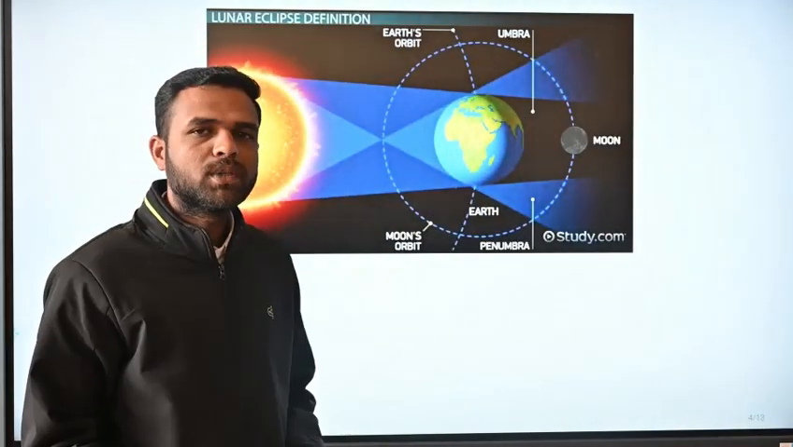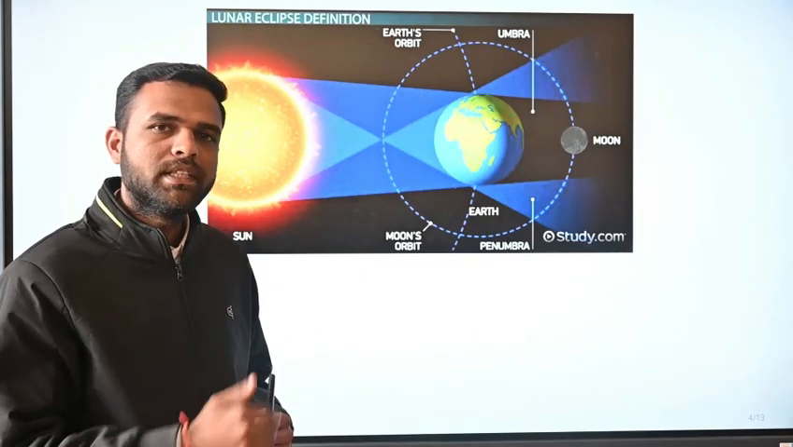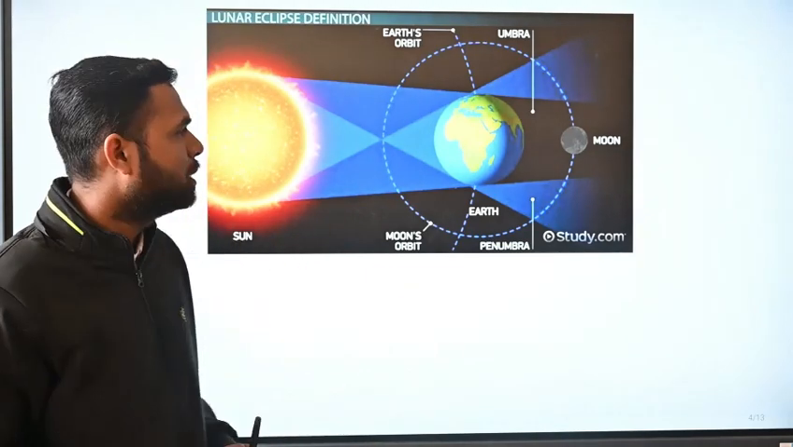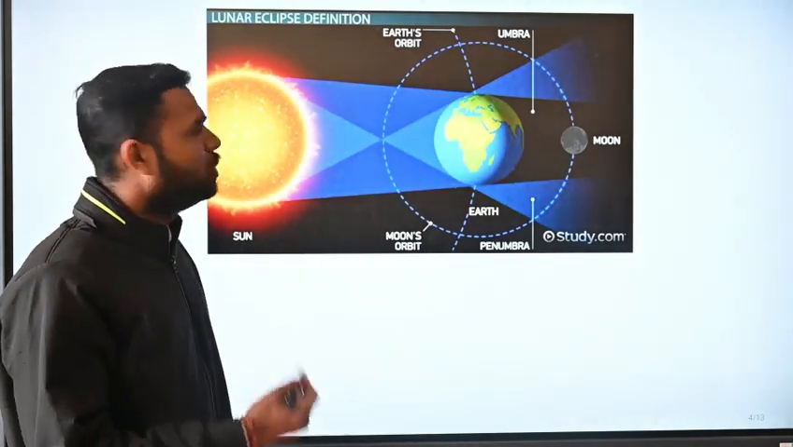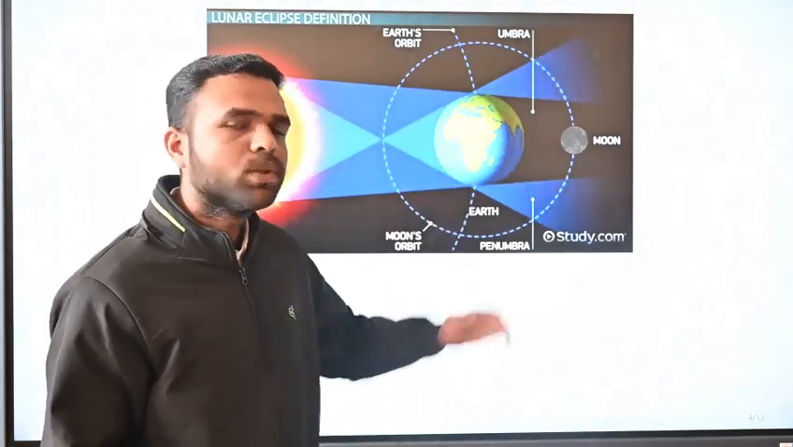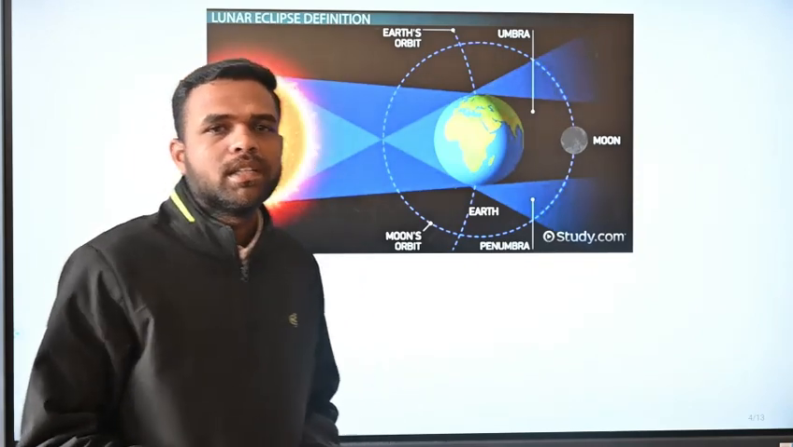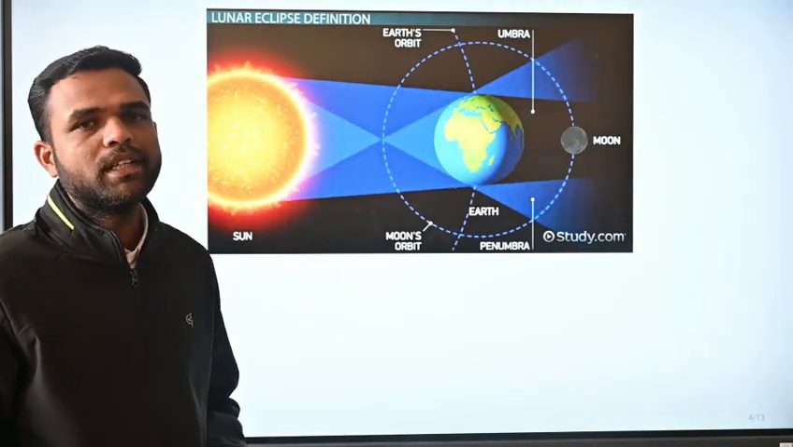After that, we learn about the lunar eclipse. In the solar eclipse, the moon comes first, then the earth behind it. Now in the lunar eclipse, the earth comes first and the shadow of the earth falls on the moon. So the moon looks like a red, hot, giant object.